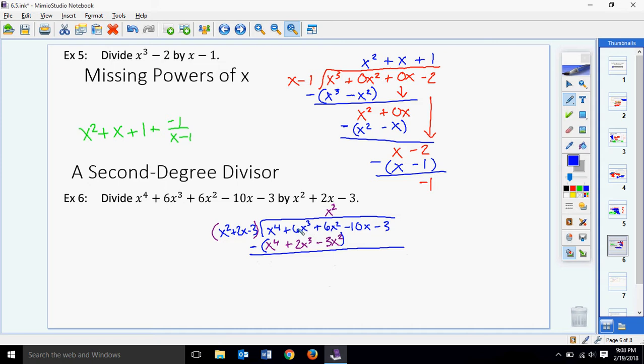x to the 4ths cancel. 6 minus a +2 would be 4x cubed. 6 minus a -3 would be 9x squared. Don't forget, we need to drop down our next term, so -10x.